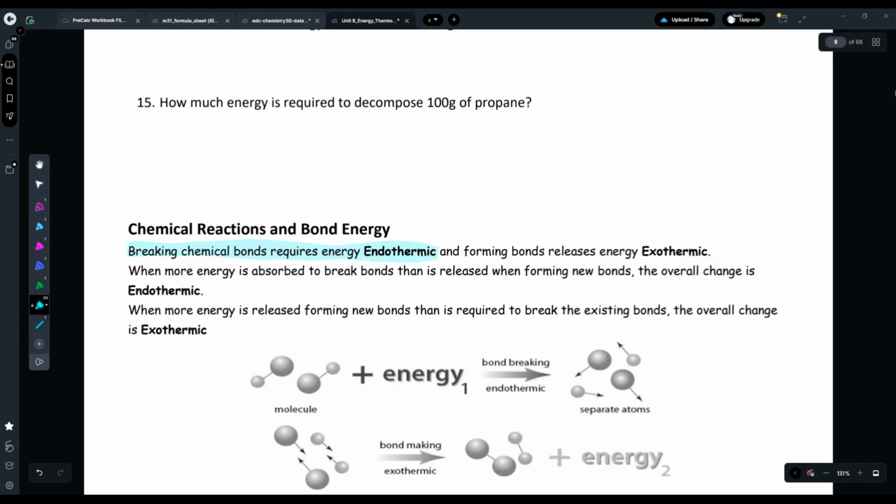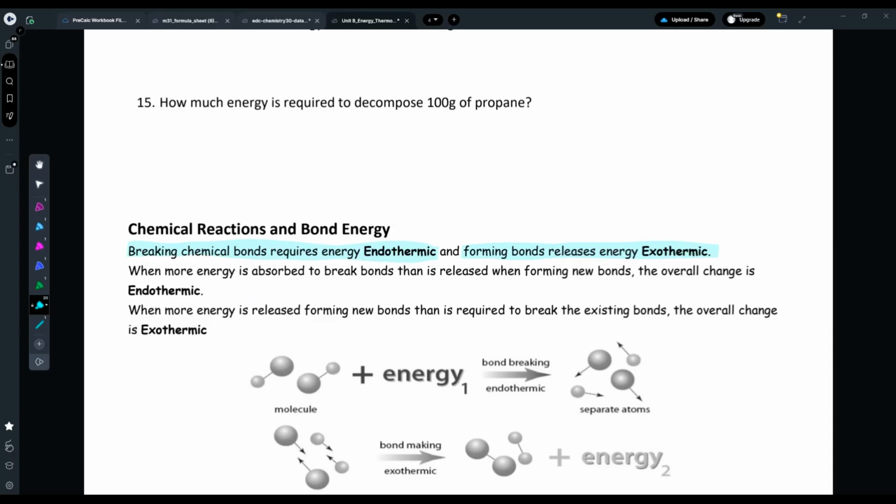Meanwhile, forming bonds is going to be an exothermic process because it releases energy. Again, remember that exo kind of sounds like exit, so energy is exiting the molecule when bonds are being formed.